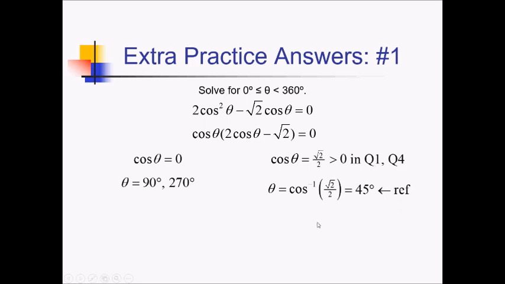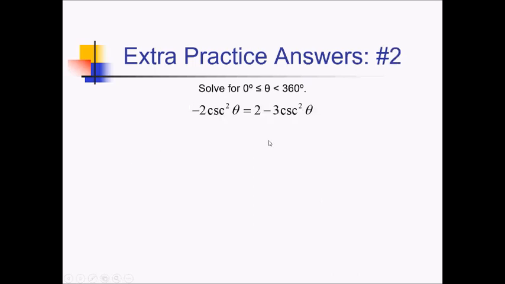Now for quadrant 1, 45 degrees is in quadrant 1, so that's actually already one of our answers. To find the quadrant 4 answer, we just need to start at 360 and go down from the x-axis 45 degrees, so 360 minus 45, giving us 315 degrees for our other angle.